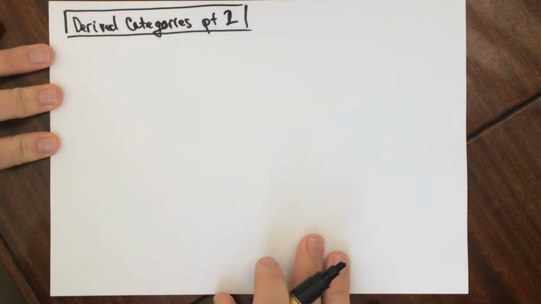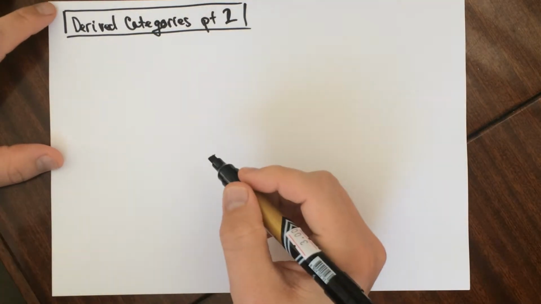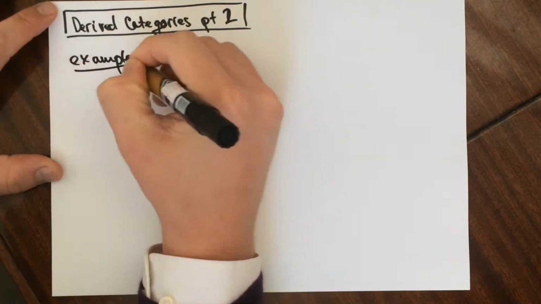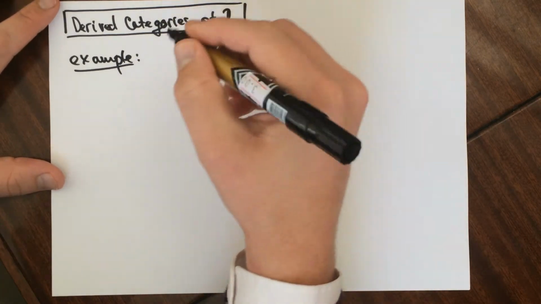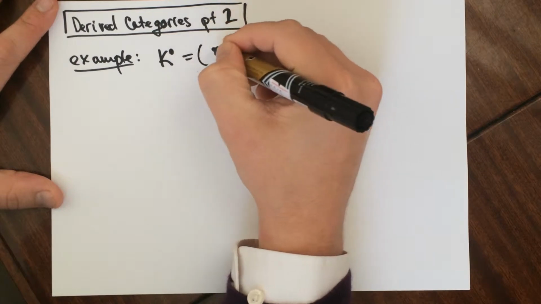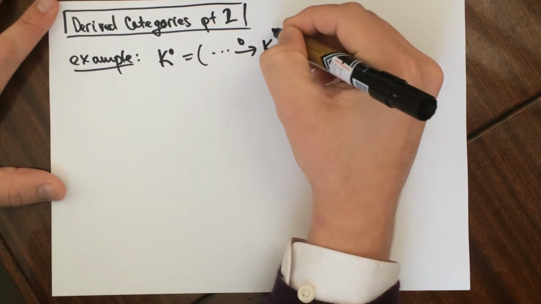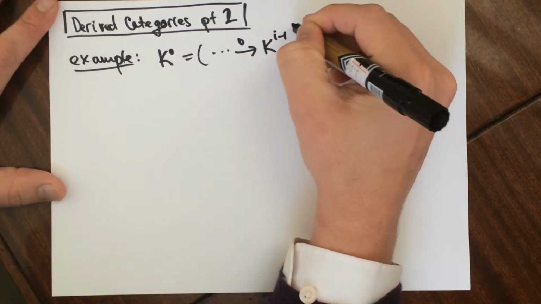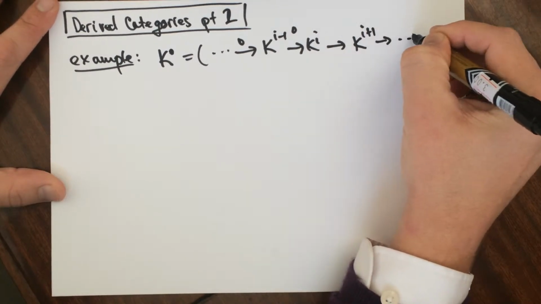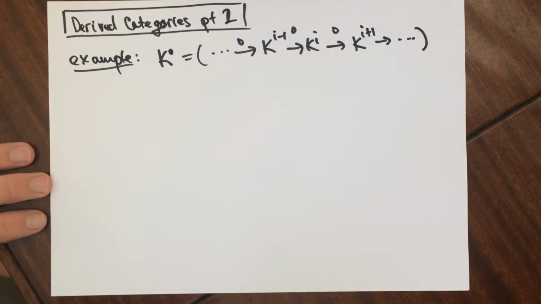Alright, everything looks like it's in focus. So let me just start. Here's the first example to consider. We're going to take a complex, and suppose that each of the maps are the zero map. So this is a degenerate complex.